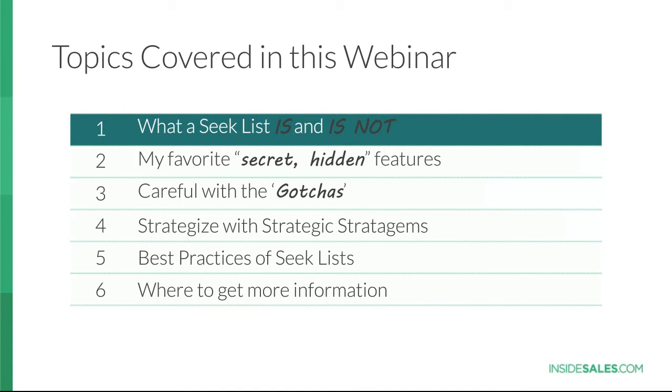So without further ado, what is a Seqless? The definition of the Seqless provided by the product team is: Seqless are dynamic dialing lists, so dynamic, not static, that present reps records for dialing. So we present the record, we don't automatically dial it for you. And then it's prioritized based on business rules set by administrators and managers.